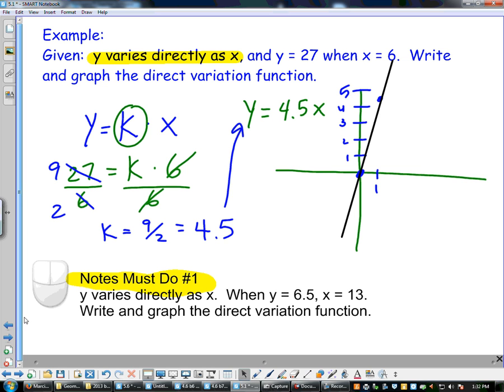Now, here's your first notes must do. It is just like this one, so follow that as your guide. Y varies directly as x. When y equals 6.5, x equals 13. Write and graph the direct variation equation. By the way, remember back here, this was your direct variation answer right here. This was your direct variation equation, and then I did the graph. When you're done with this notes must do, please continue with the notes.